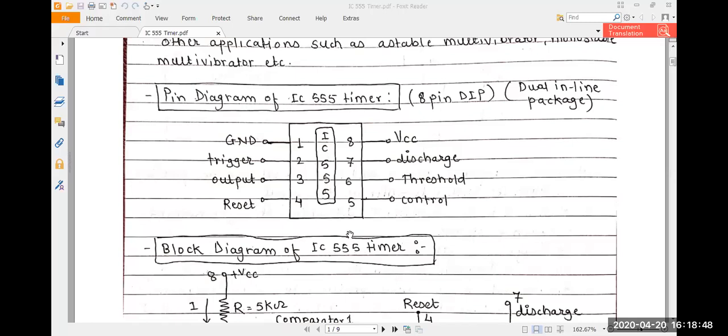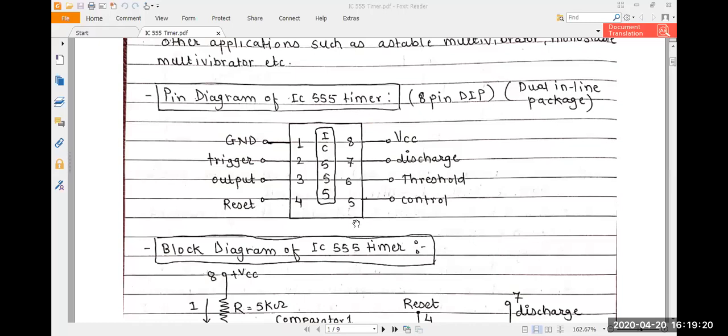Number one is ground, second one is trigger input, third is the output, four is to reset the IC, 8 is VCC, 7 is discharge. We'll see in the block diagram what exactly it is. Sixth is threshold, and pin number 5 is control input. So this is the pinout for IC 555 timer IC.